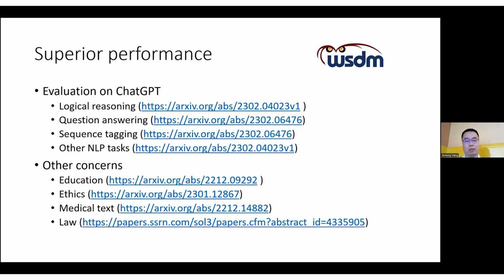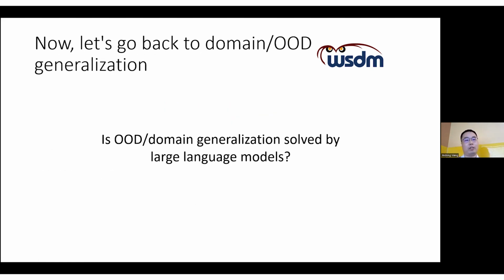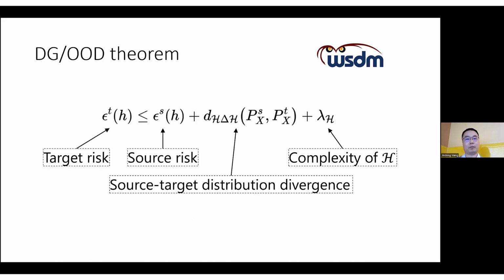And above this, we would like to pay attention to our topic, which is domain or out-of-distribution generalization. So the key question here is: is OOD generalization solved by large language models? I'm sure some of you will be interested in this topic, because we have a lot of training data and large models. Perhaps we will never need to perform some OOD or domain generalization algorithms, right? So this is also what we are going to look at.